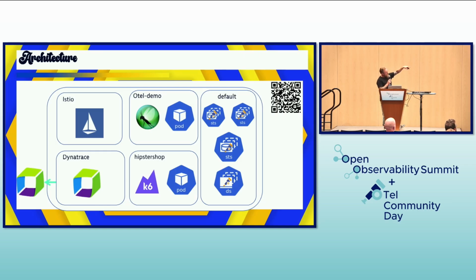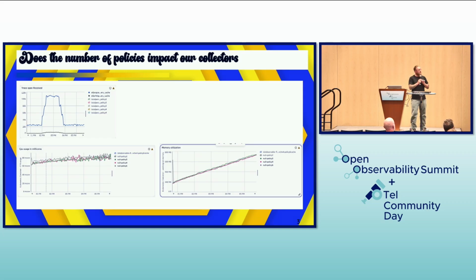I have 2 demo apps where I'm doing load tests to generate more traces coming into the system, and I also added Istio intentionally to add more spans. Istio will add 1 span for incoming traffic and outgoing traffic on each individual sidecar proxy. So let's look at the results.